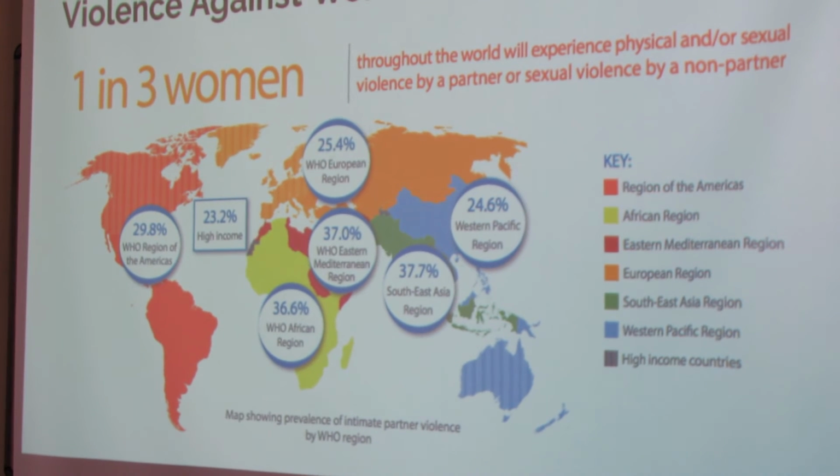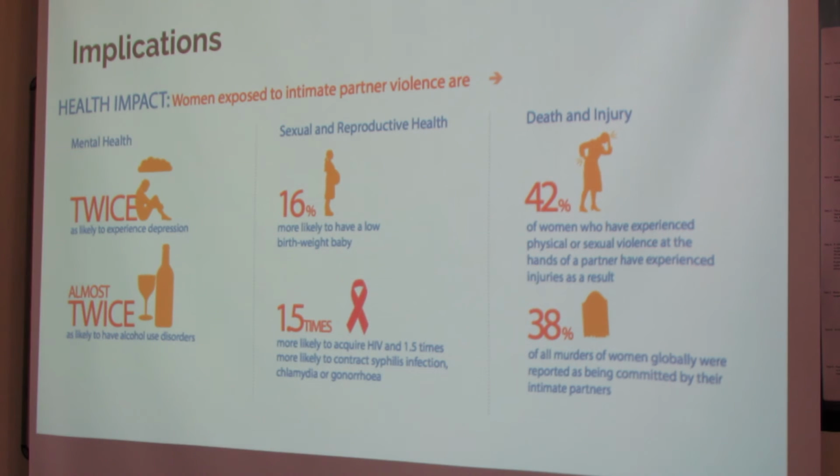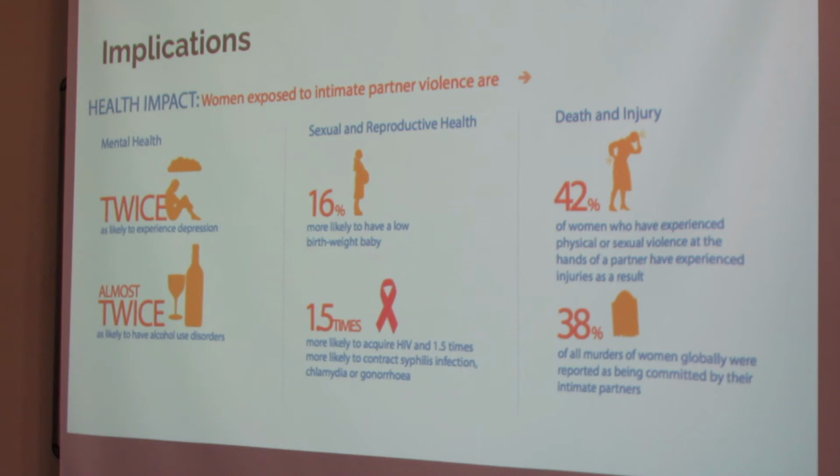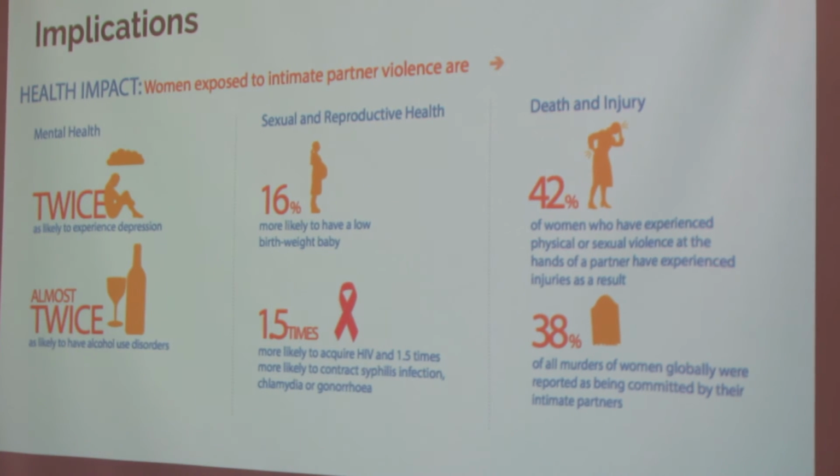And this is intimate partner violence in specific. And these are just some of the implications of it for the women. These are short-term, directly relating to women: mental health, sexual reproductive health, and the eventual death and injury that might result from this violence.